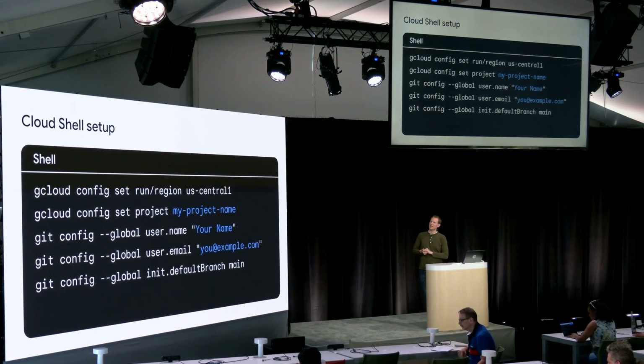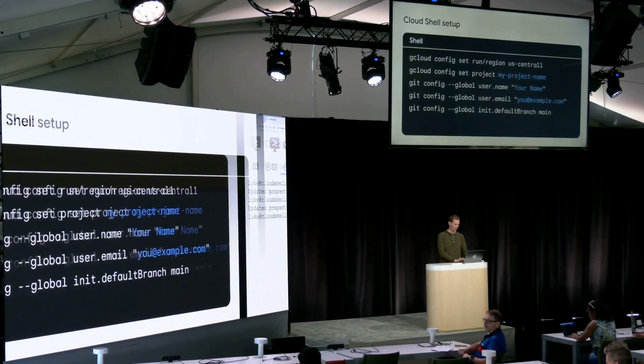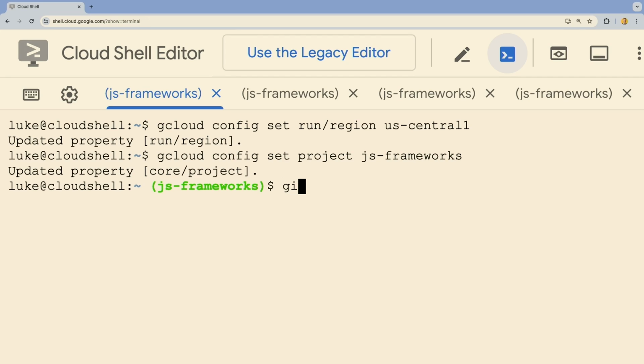So git config --global user.name, your name. I'm going to do that here. Git config --global user.name. Here, your name, likely different than mine.